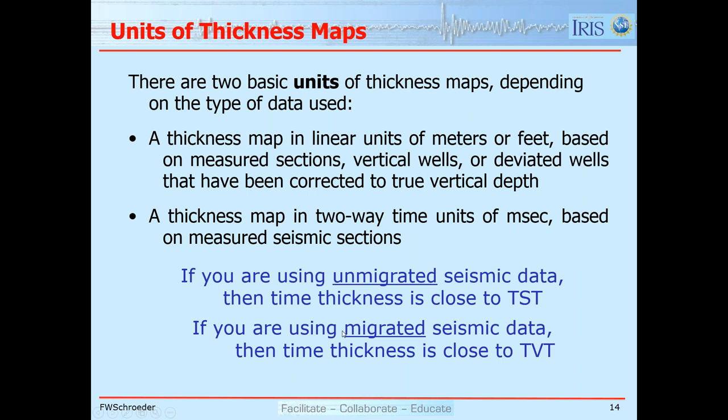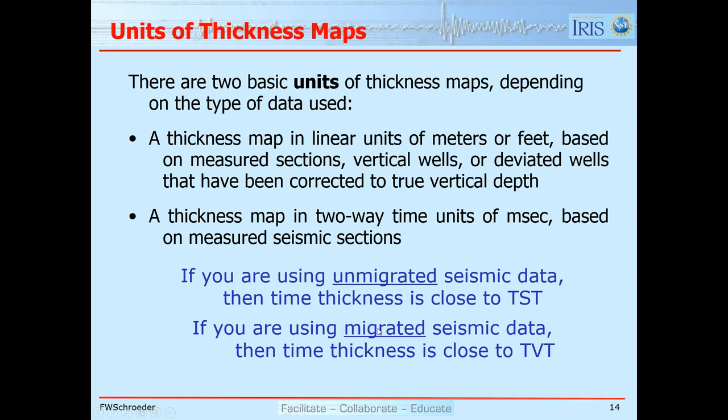However, if the seismic data has been migrated, then we have repositioned the reflectors to give them close to what their true orientation in the subsurface is, and we're getting close to true vertical thickness. So it depends on the type of seismic data that we're working with. And I guess I should mention that this is assuming that my seismic is still in units of two-way travel time. If the seismic has been processed using a velocity model to convert from two-way travel time to depth in feet or meters, then I would not be measuring things in units of milliseconds, but I would be measuring thicknesses in terms of feet or in terms of meters.